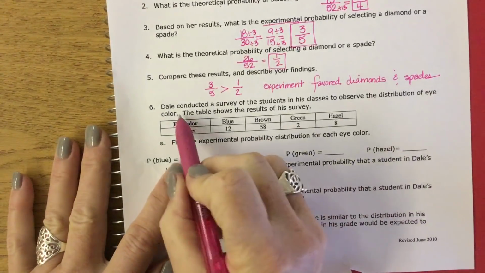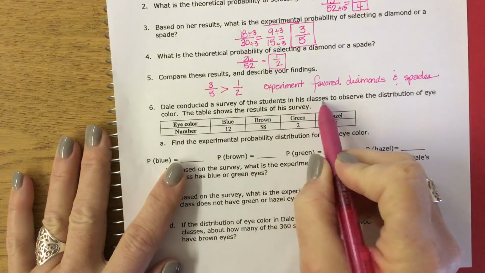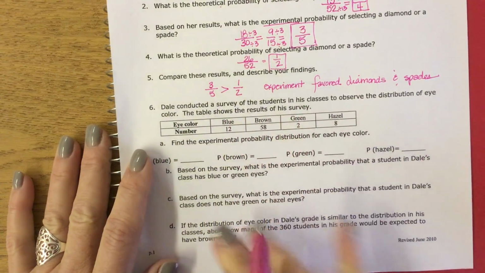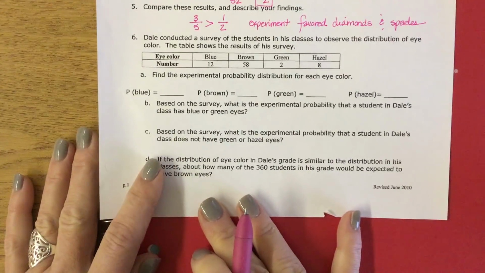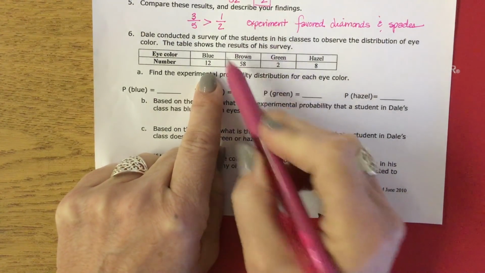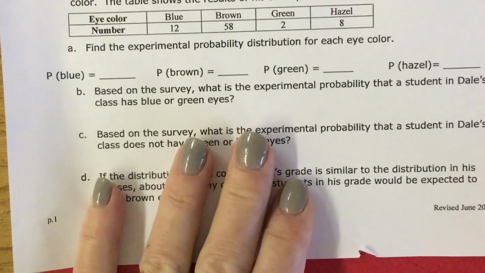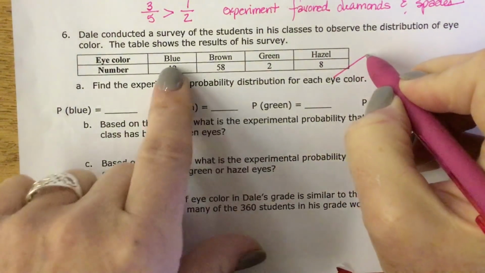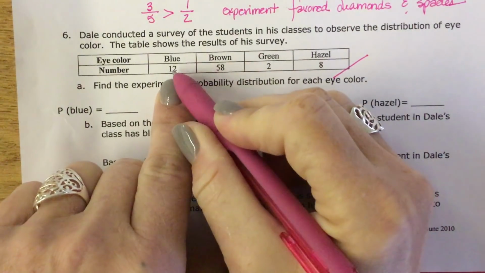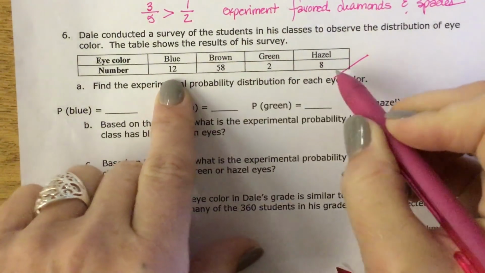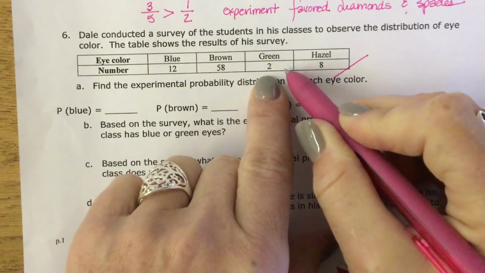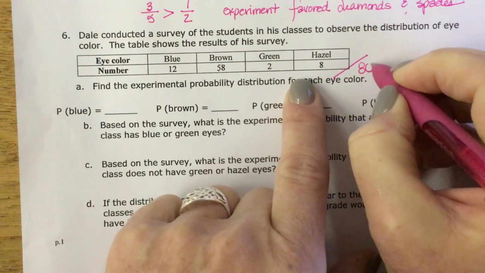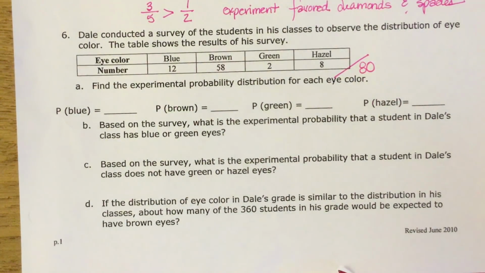Okay. So Dale conducted a survey of the students in his classes to observe the distribution of eye color. The table shows the results of his survey. Remember that when we always do an experiment, we always need to find the total number of trials. So 58 plus 12 is going to give me 70. And I'm going to combine that 8 and 2 is another 10, so 70 and 10 is 80. We had a total trial of 80.